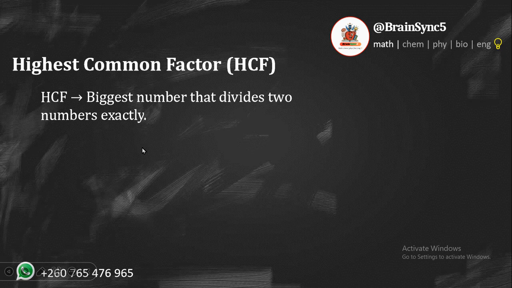So when we say highest common factor, they are talking about a number that two or more numbers can go into without leaving a remainder. An example I can give: they say find the common factor of 18 and 24. So they are telling you to find a number that can go into 18 and 24 without a remainder.